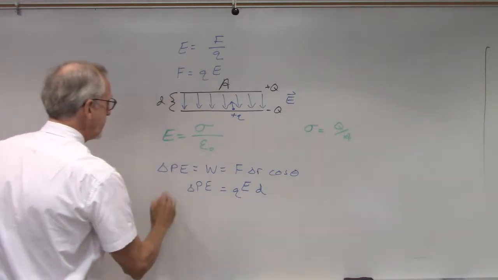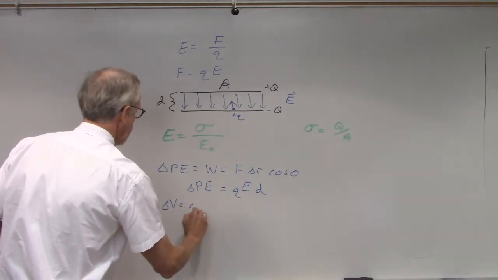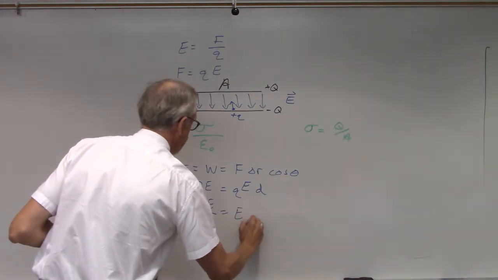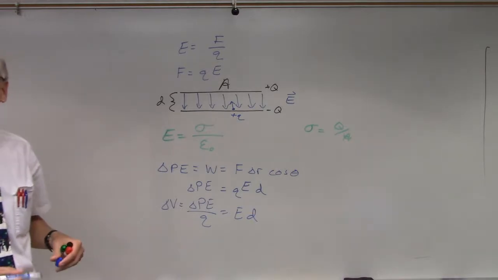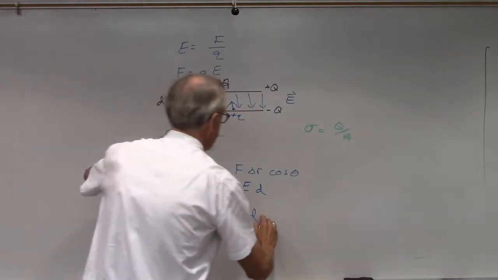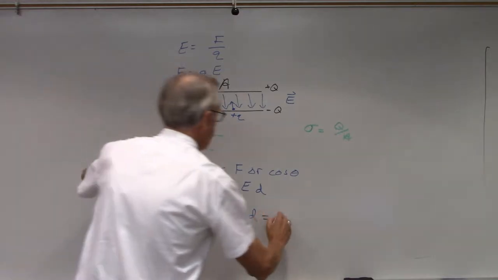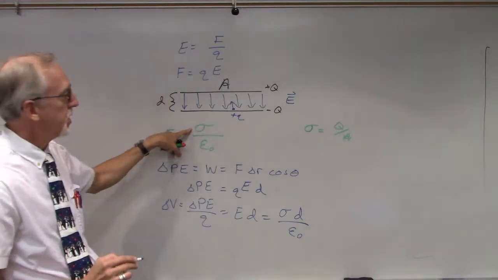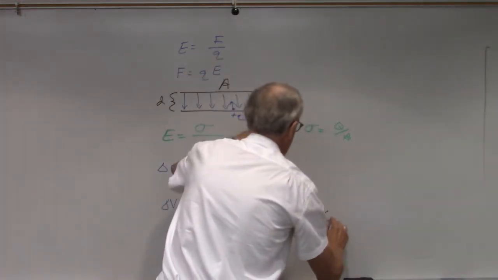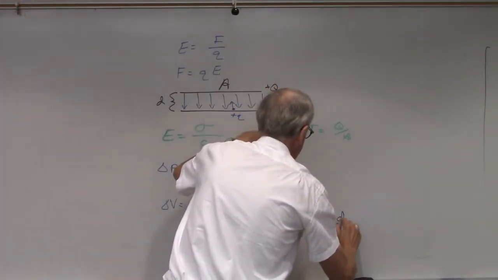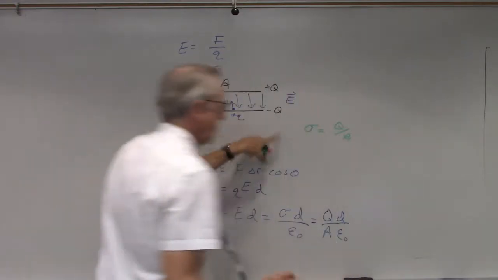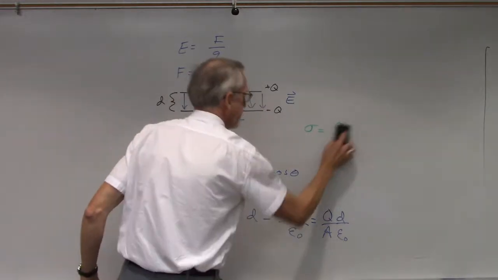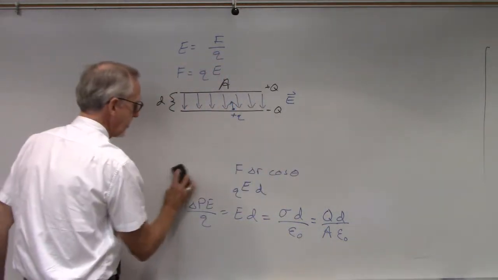So what is the change in the potential? Well, that's going to be the change in the potential energy per charge, which leaves us with the electric field times d. In other words, sigma times the distance over epsilon naught, or Q over A times the distance over epsilon naught. Okay, there we go. Now let me erase most of this and put that down, because that's the important part I want to talk about right now.